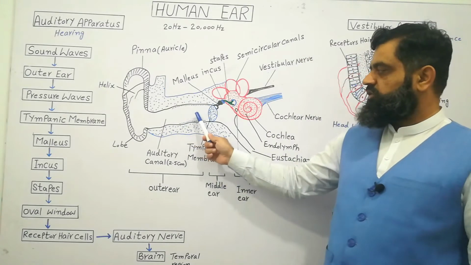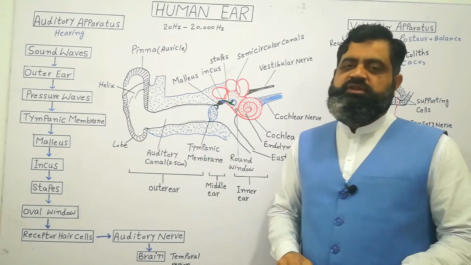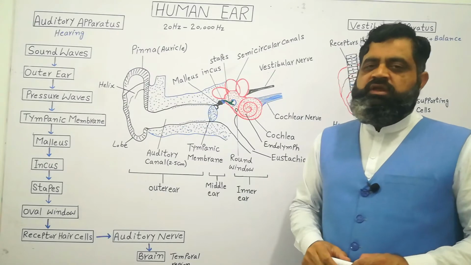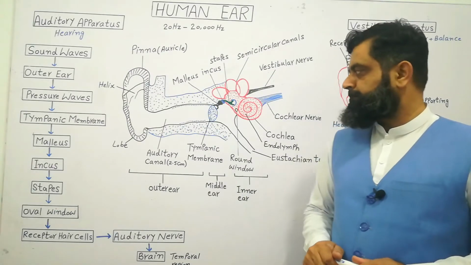At the end of the auditory canal and ear canal, there is a connective tissue which is known as tympanic membrane, which is also known as eardrum, which vibrates to produce sensation of hearing in our inner ear.